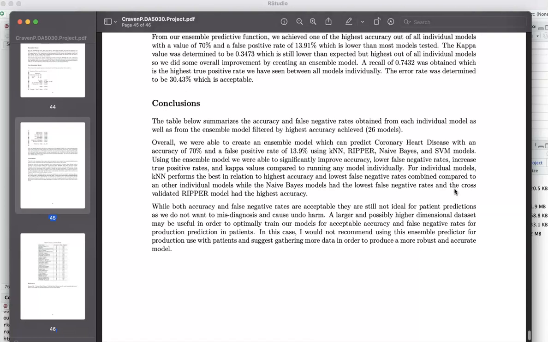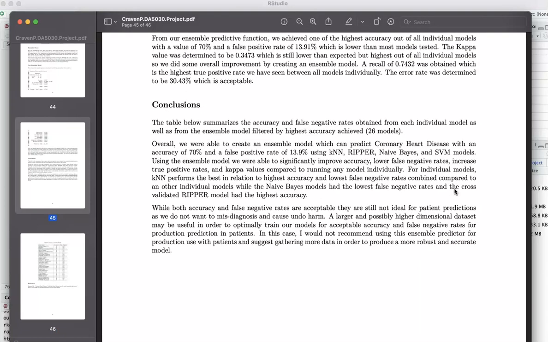It's been really interesting. I wish I could have come up with a better performing model, but I tried as much as I could to improve it, and this is what I could come up with. I think we just need a larger data set, maybe even with more variables such as gender or weight, things like that.